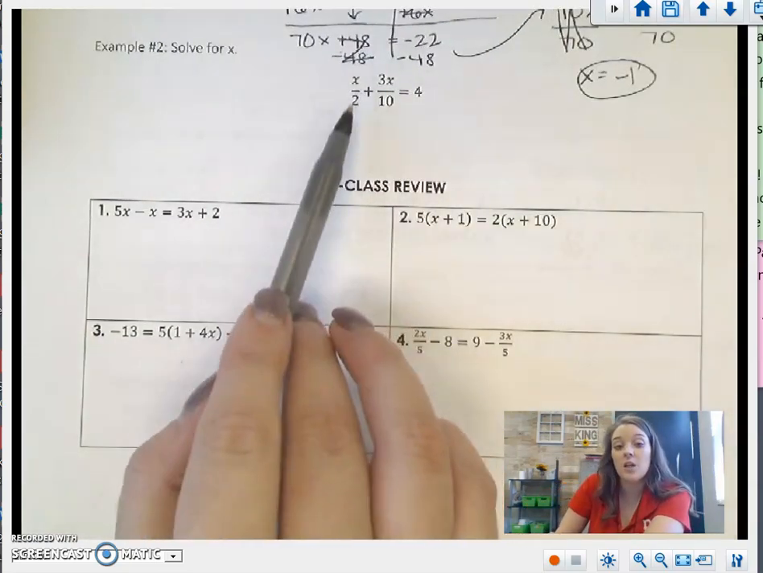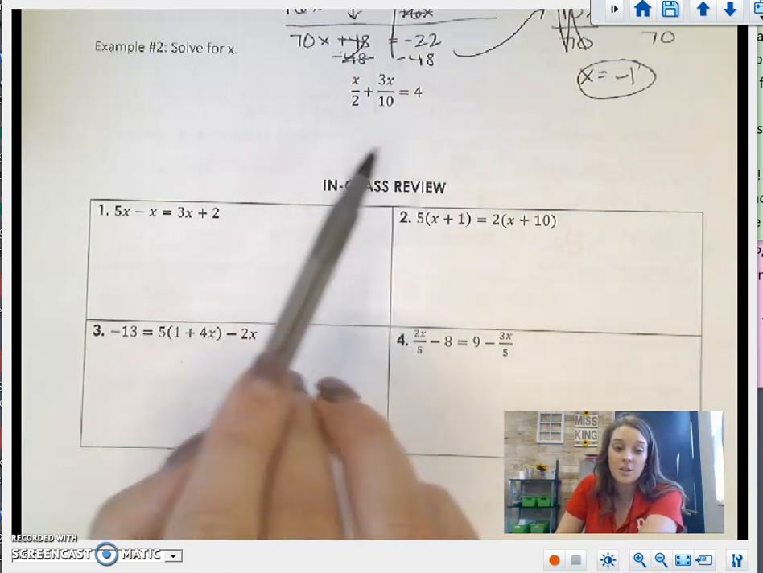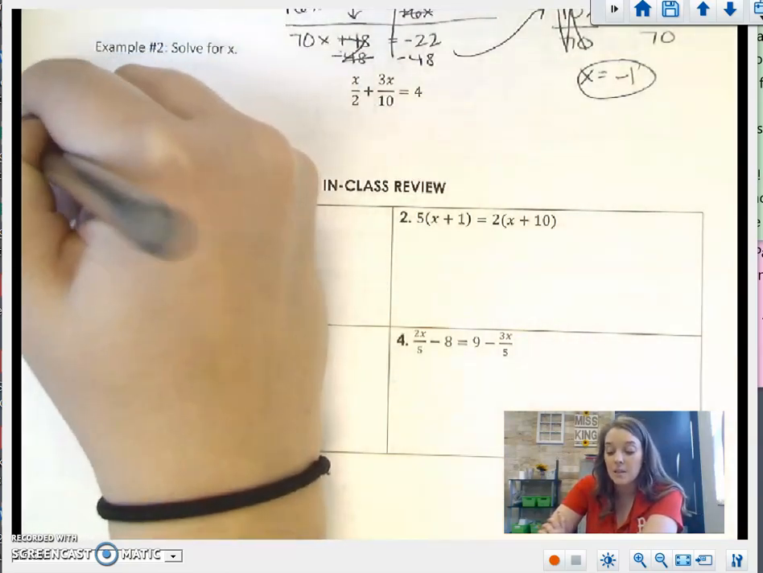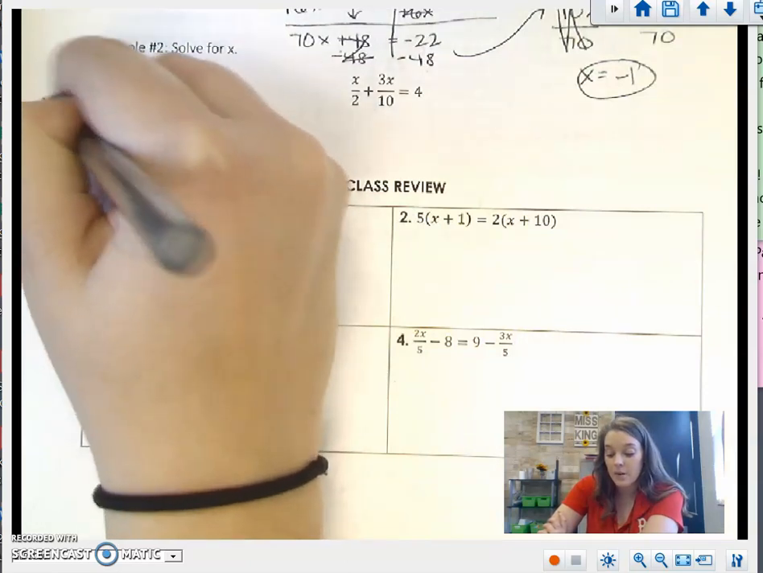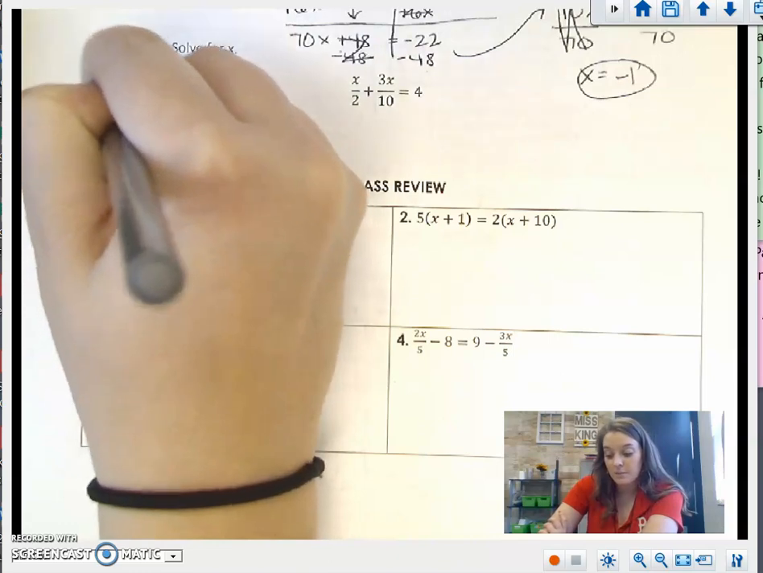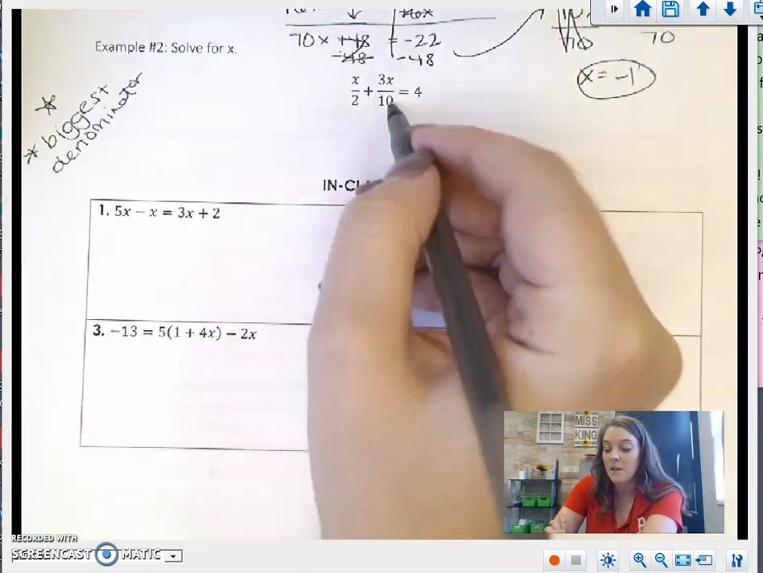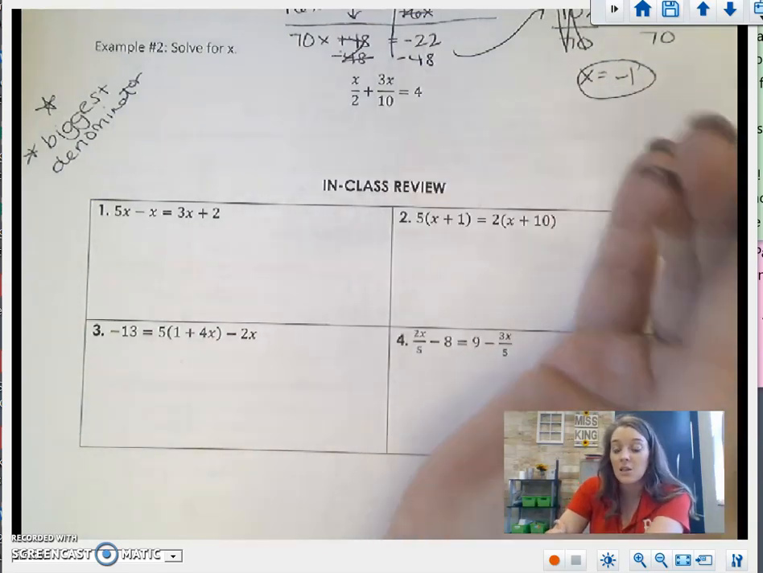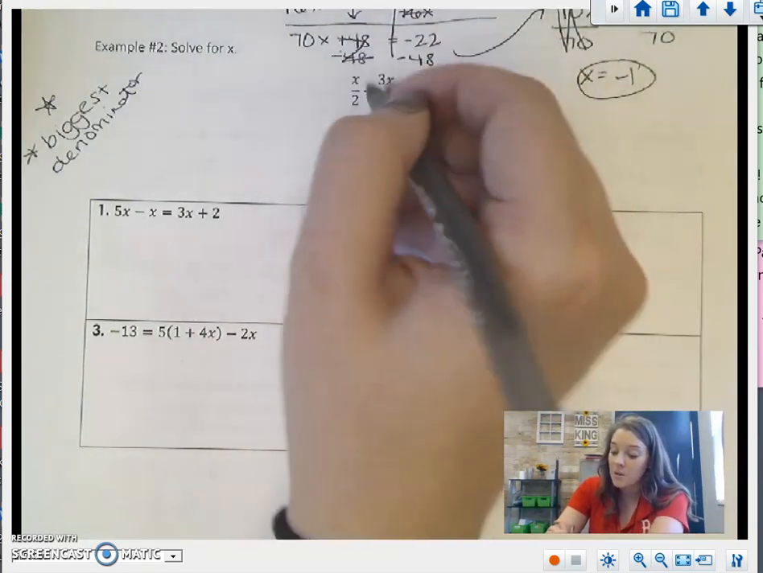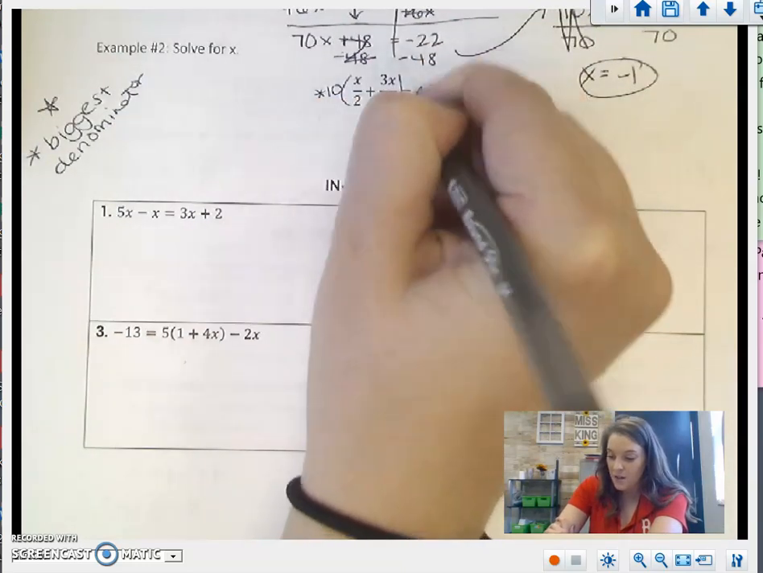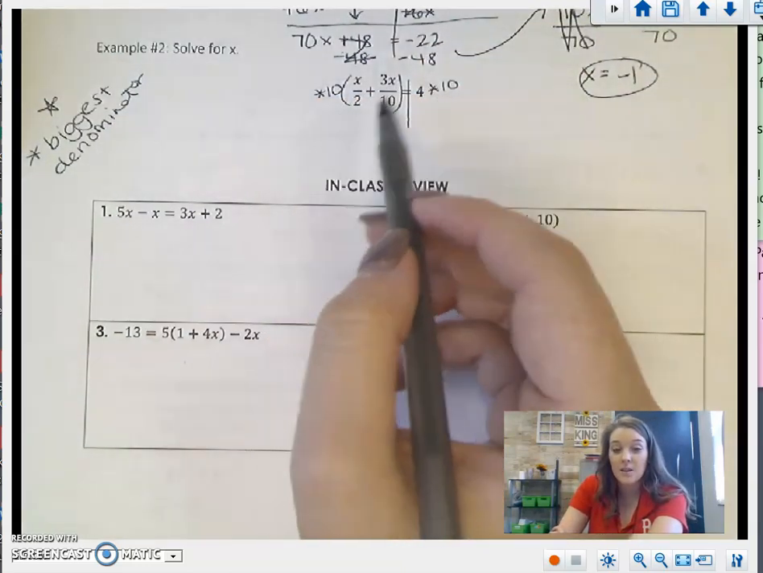So this one looks tricky because now I have 2 fractions. And when you have 2 fractions, multiply by the biggest denominator. So my biggest denominator here is 10. So I'm going to multiply everything by 10, and that's going to cancel out my fractions. So when I multiply everything by 10, I have to do that to both sides. So whatever you do to one side, you have to do to the other.